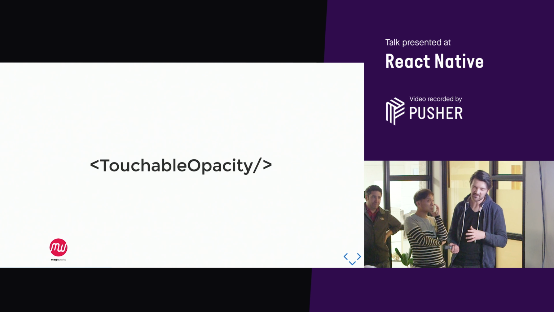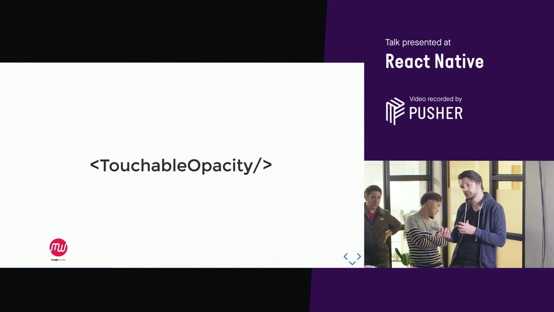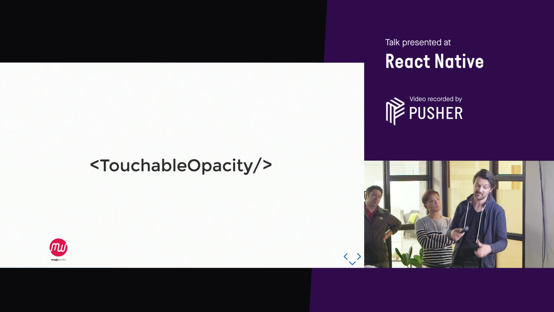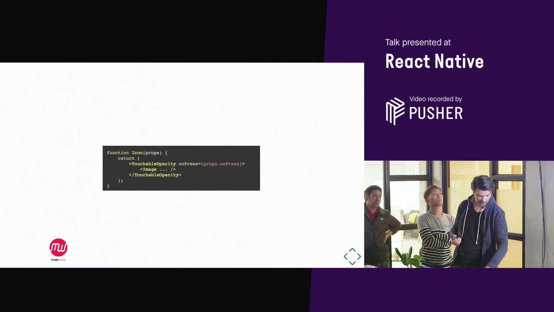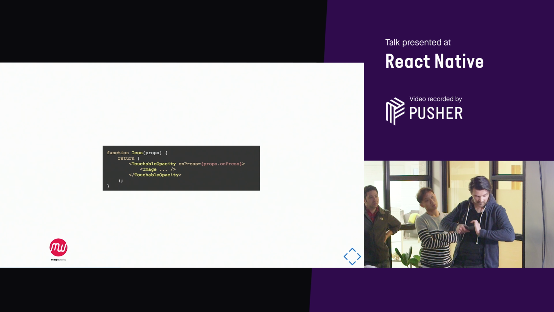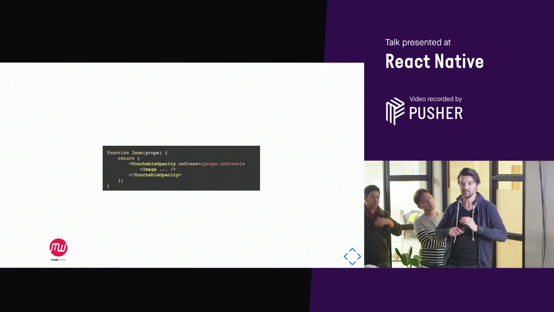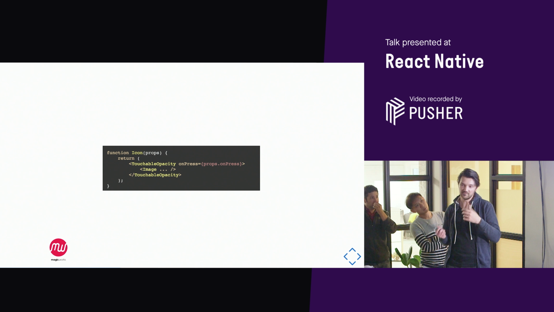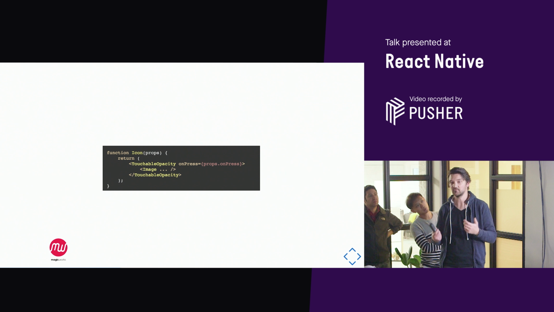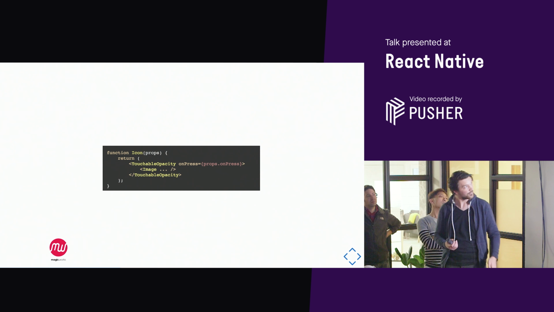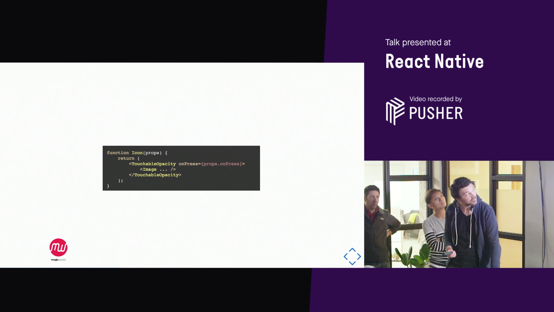So I need to first explain the internals of how the touchable opacity works before I can explain the actual problem. With touchable opacity, if we, for example, want to create an icon component, we would create a touchable opacity component, and we would write the icon, which is an image, within the touchable opacity, which makes the icon clickable. Makes sense. We would use onPress to get the event.